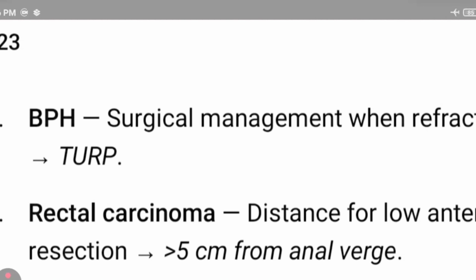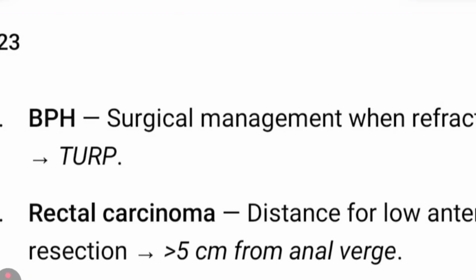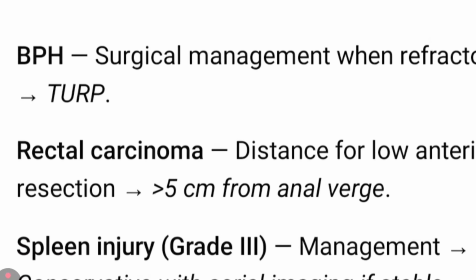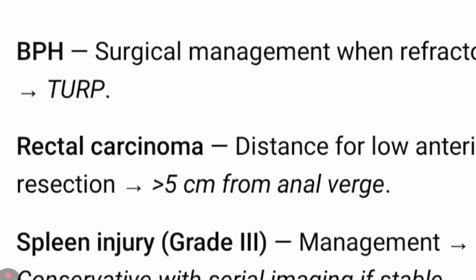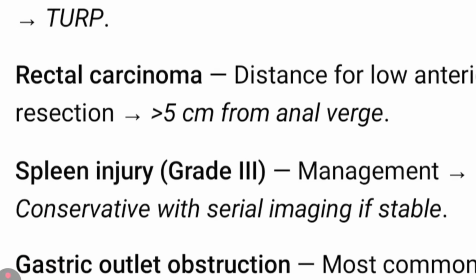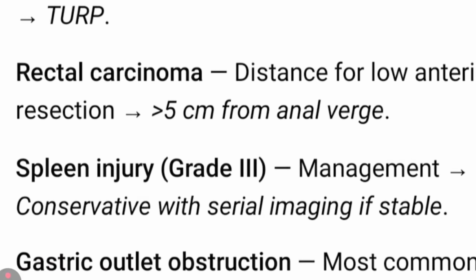BPH: the surgical management for refractory cases is TURP, transurethral resection of the prostate. If medicines are not working, we use alpha blockers, or to reduce the prostate size, we use 5 alpha reductase inhibitors. If they fail, go with TURP. Rectal carcinoma: low anterior resection is done when the tumor is more than 5 cm from the anal verge.